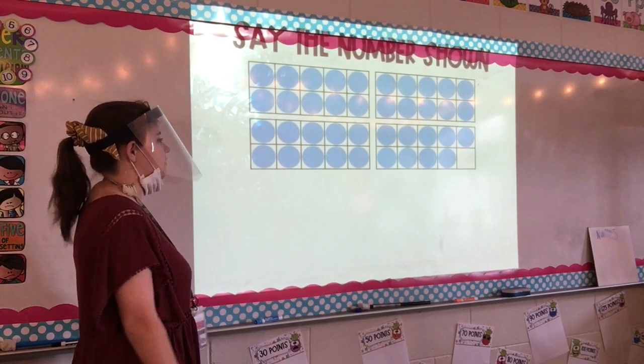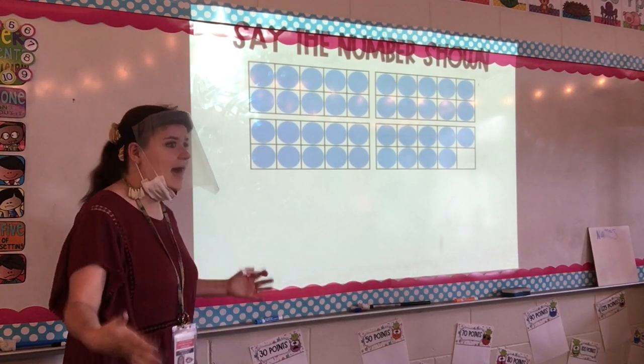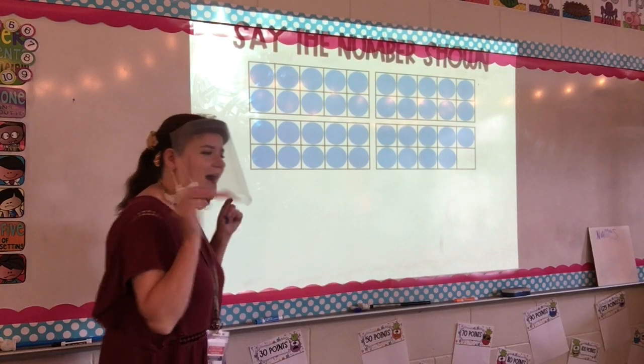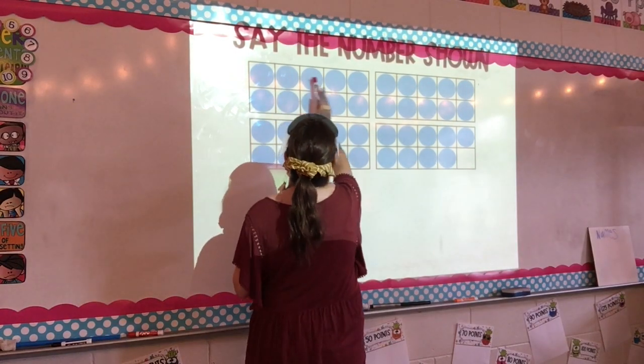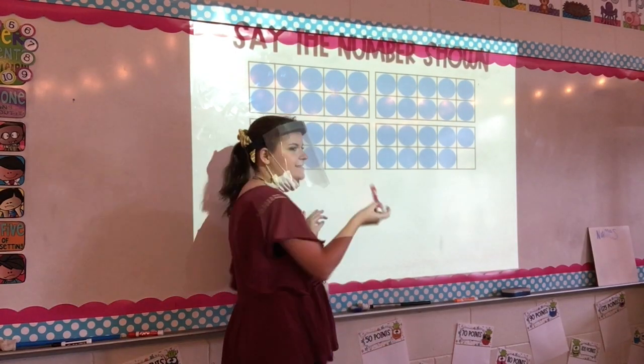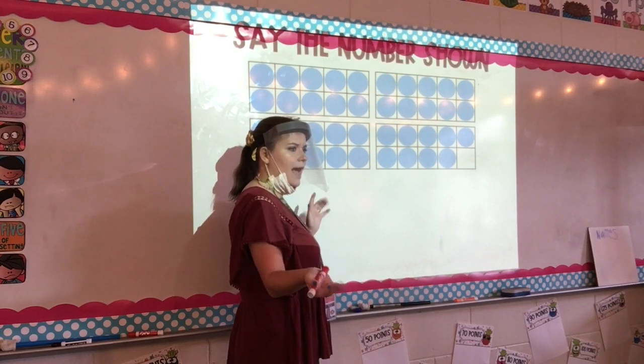Oh my goodness, look at all the 10 frames. I've got a lot more. Now, do I need to count 1, 2, 3, 4, 5, every single one of these dots? Is there a quicker way? How?